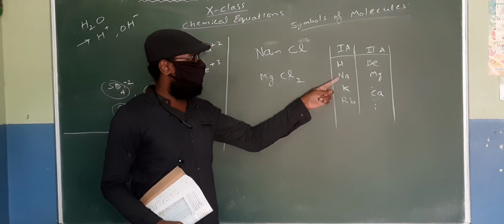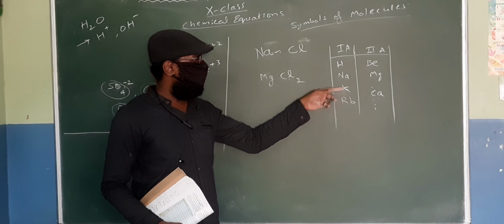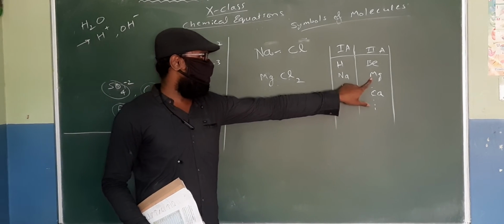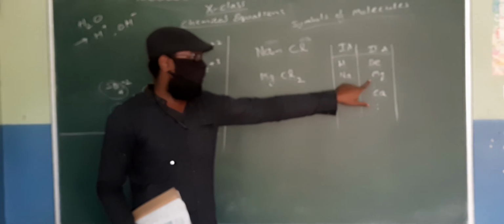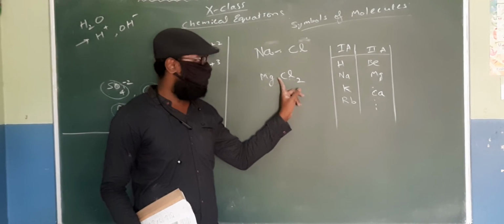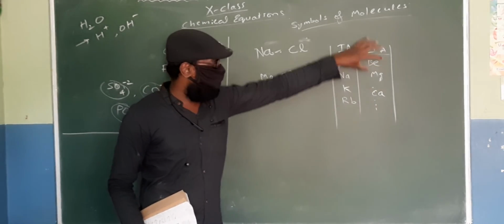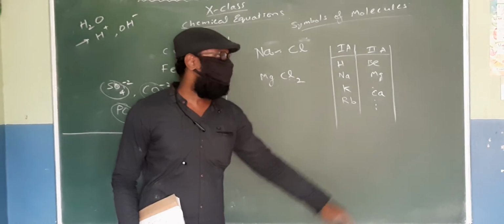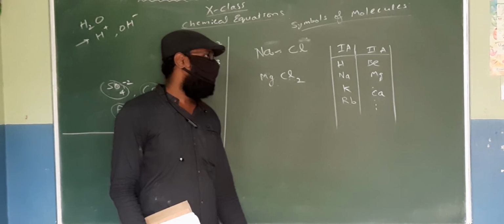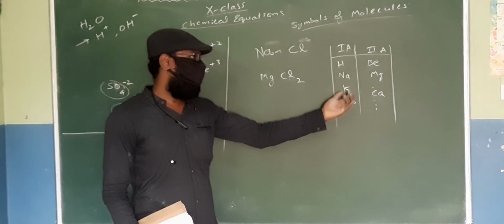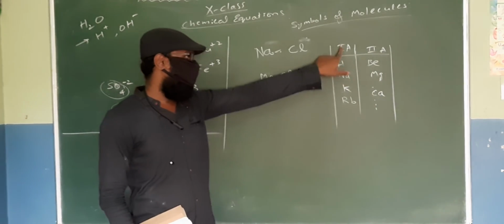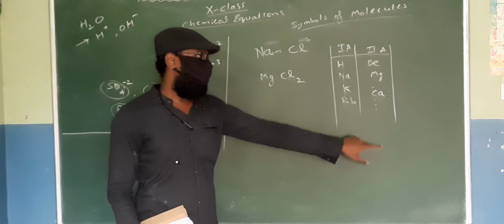Sodium combines with chlorine to form NaCl, potassium combines with chlorine to form KCl, rubidium combines with chlorine to form RbCl. And if magnesium can form MgCl2 with chlorine, that means beryllium should form BeCl2, calcium should form CaCl2, because beryllium, magnesium, calcium all belong to the same family, the same group. So this is one of the many advantages of the periodic table, where we write all elements which have a similar number of losing or gaining electrons together in one place. All these want to lose 1 electron, all these want to lose 2 electrons.